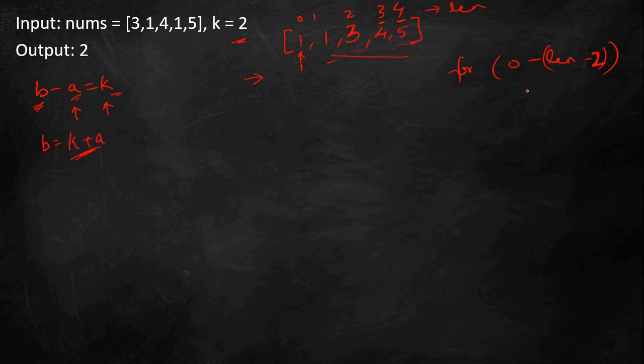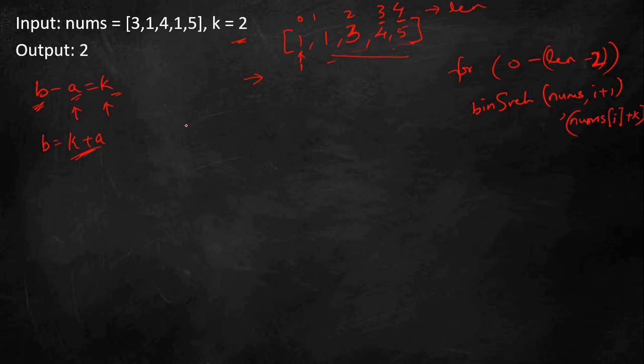So I need to go till this point, and then do a binary search on my nums array starting from i plus 1. The value that I will search for is nums of i plus k. This is the value I will search for. So let's do a dry run.